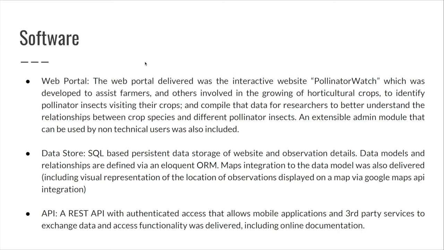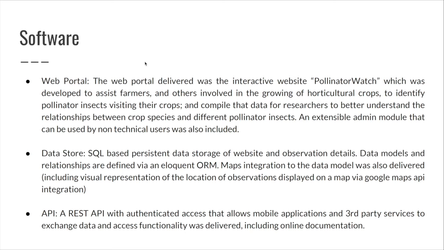So what was produced? Let's start with the Web Portal. The Web Portal delivered was the interactive website called Pollinator Watch, which was developed to assist farmers and others involved in growing horticultural crops, and also to compile data for researchers to better understand the relationships between crop species and pollinator insects. There was an extensible admin module that was added that can be used by non-technical users without much difficulty.